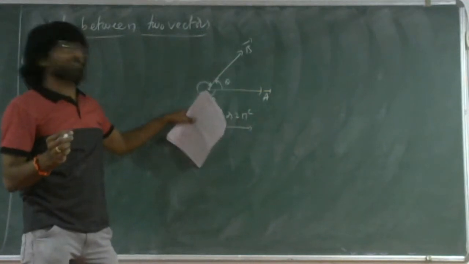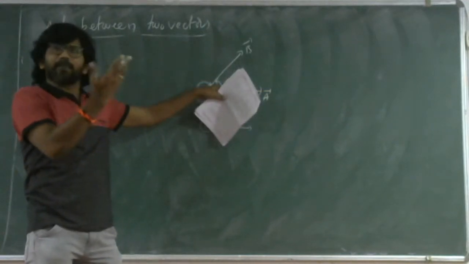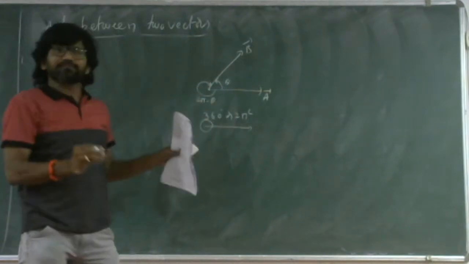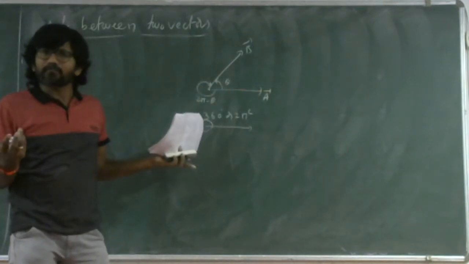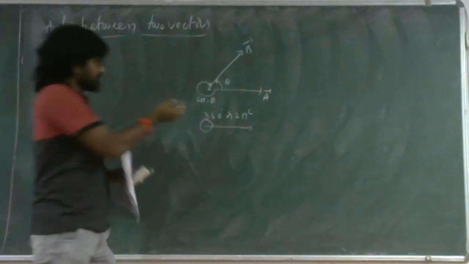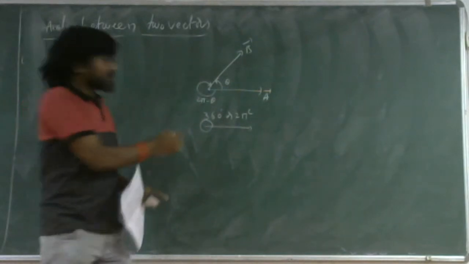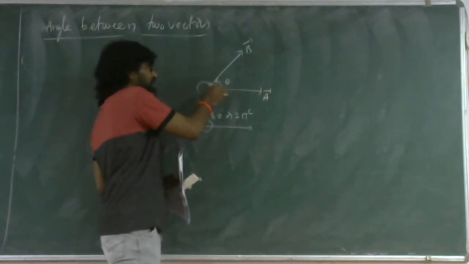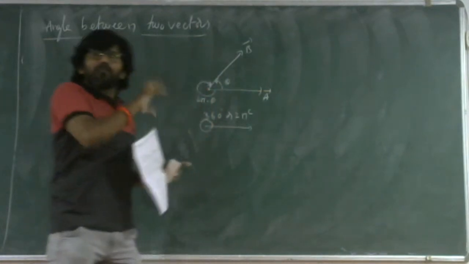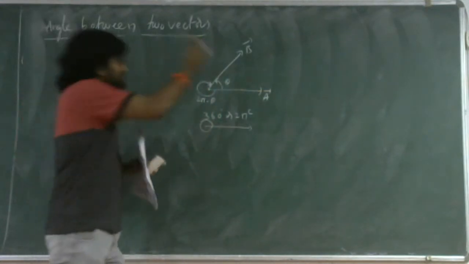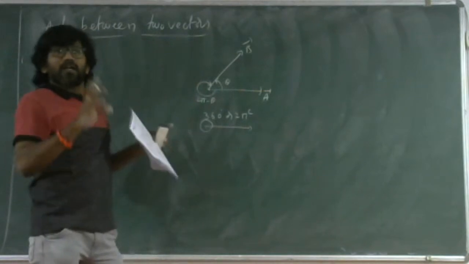2 pi radians are 360 degrees, minus this, which is some 30. So 360 minus 30 is 330. So this angle will be 330. This will be 30. Out of these two, which is smaller? This is smaller.